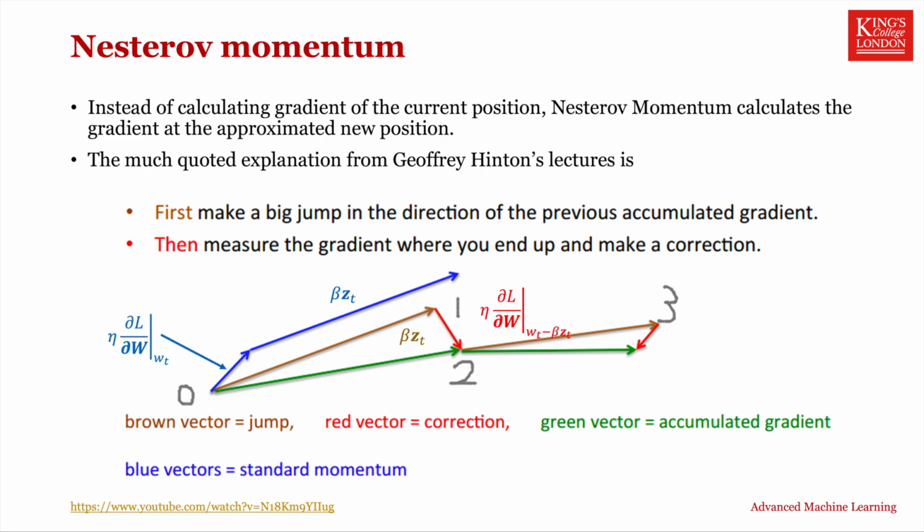If standard momentum takes steps in the direction of the blue arrows, first estimating the gradient at the current location in the parameter space, and then making a correction by adding a contribution of gradients accumulated from previous iterations, then Nesterov instead takes a step in the direction of the green arrow, where rather than first estimating the current gradient and then adding the accumulated past gradients, for Nesterov you instead take a big jump in the direction of the accumulated gradients, see here for the brown arrow, and then you estimate the gradient at that point to make a correction, shown in red.